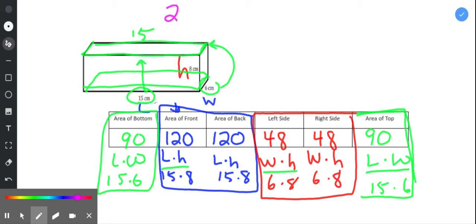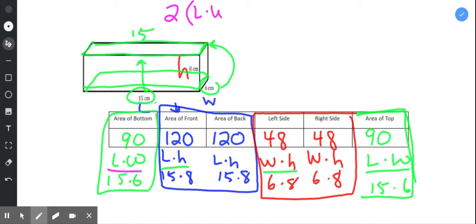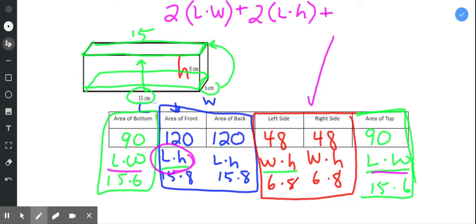There are two of my, I'm going to say length times width first, because I did length times width twice. In this case, it was my top and my bottom. Plus, I'm going to add it together with two length times heights. And that, in this case, was the front and the back. And then the last one I did, I have two of these red ones here, which is the width times the height. So each dimension gets multiplied by each other. I have a length times a width, a length times a height, and then a width times the height.